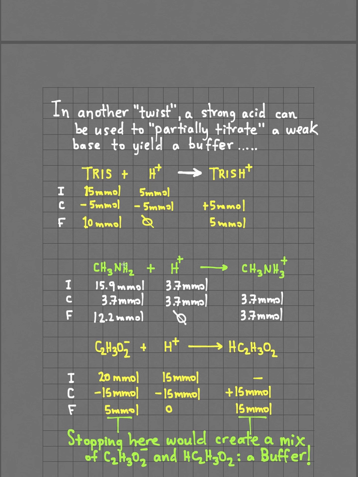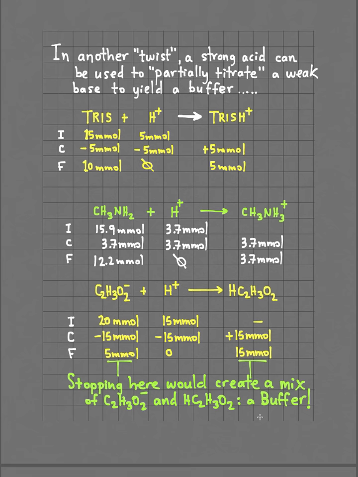Here's another weak base in water, so strong acid, weak base. What if I added 3.7 millimoles of strong acid to 15.9 millimoles of weak base? Well, that weak base would diminish a little bit from 15.9 minus 3.7 to 12.2, but I would create 3.7 millimoles of the conjugate acid. Similarly, if I add 20 millimoles of a weak base in the water and added 15 millimoles of strong acid to it, that would create 15 millimoles of the conjugate acid, leaving 5 millimoles of the base behind, and I could use the ratio of this to figure out what kind of pH that buffer would give me, as long as I knew the Ka for this acid right here.